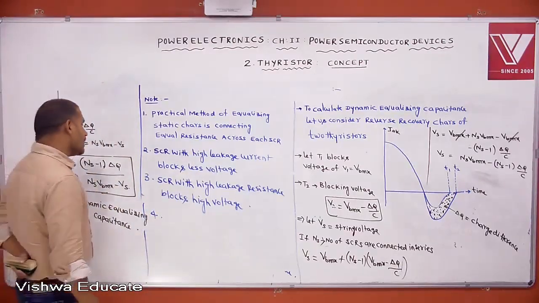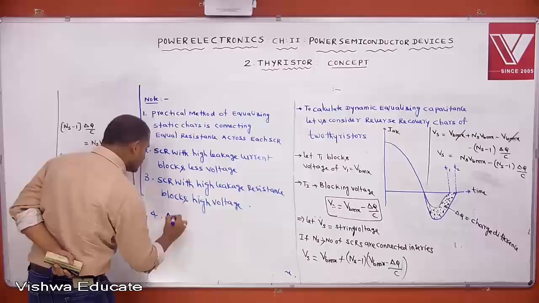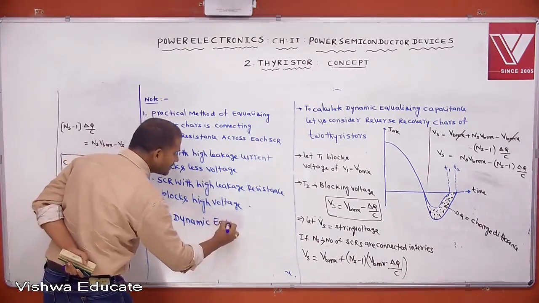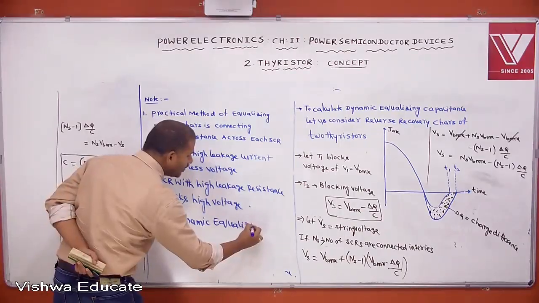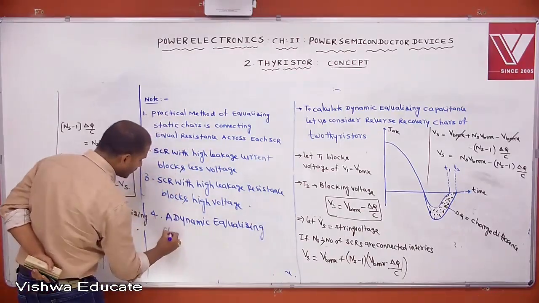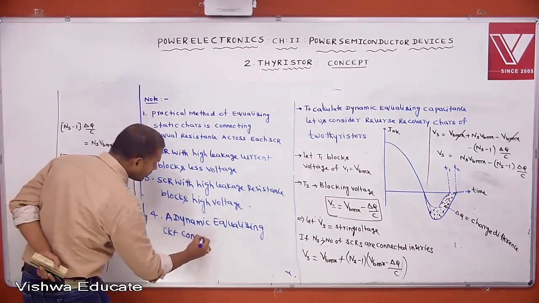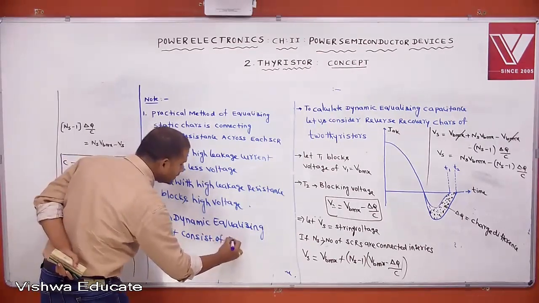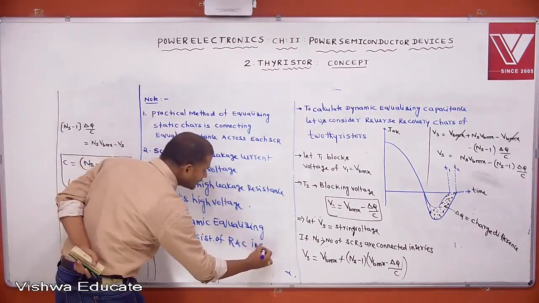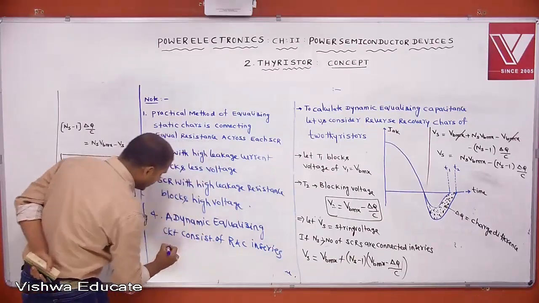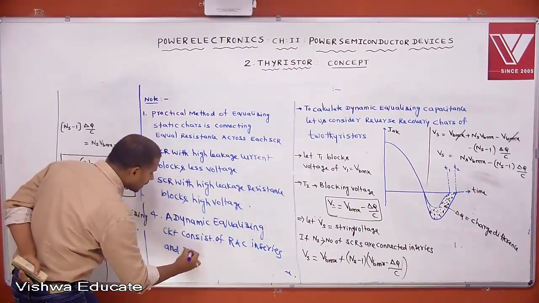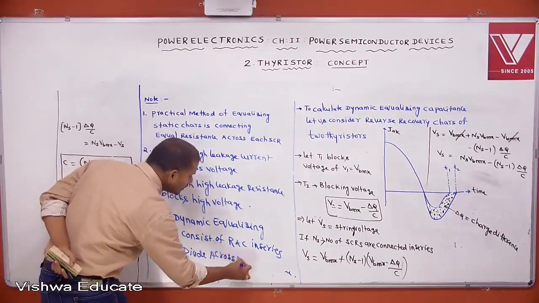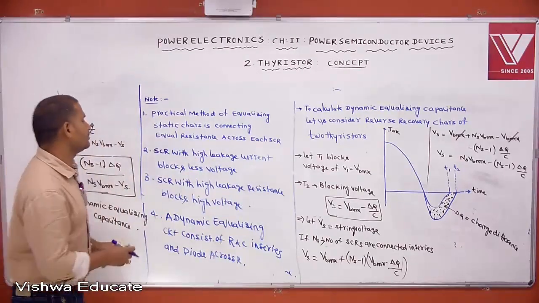A dynamic equalizing circuit consists of which one? It consists of R and C in series and a diode across R. This is exactly the dynamic equalizing circuit.